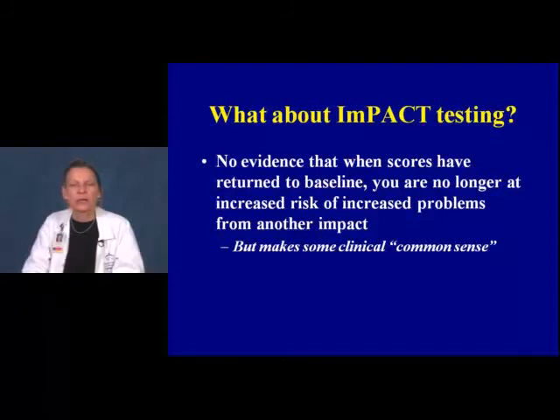What about impact testing or other computerized neurocognitive tests? There's no good evidence that when the scores have returned to baseline, you are no longer at increased risk of increased problems from another impact. That is, if the injury is subcellular, but your cognitive function has returned to normal, that doesn't guarantee that your risk of an increased problem from a second concussion has gone away. We really don't understand why some people are susceptible to these increased problems. And while neurocognitive score returning to some baseline makes some clinical sense, the fact that it means that you have no increased risk has not been established.